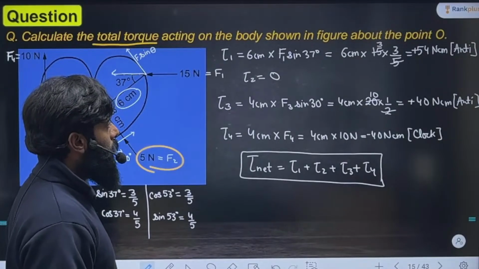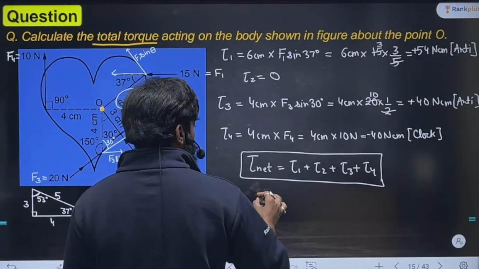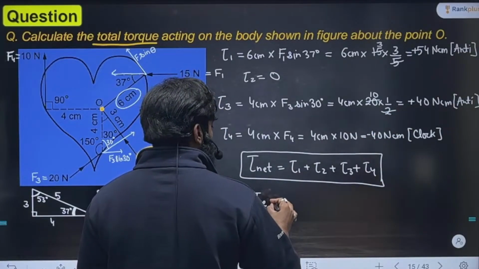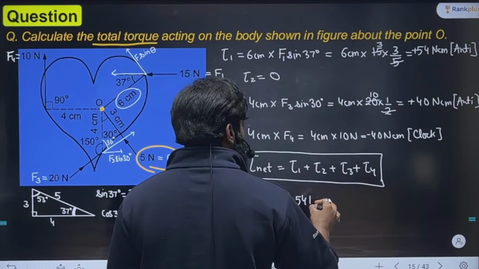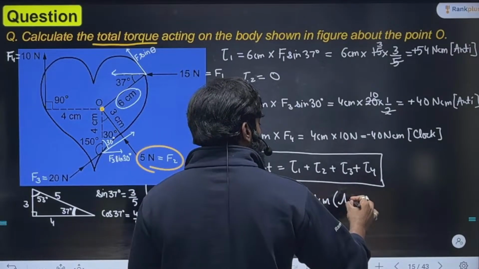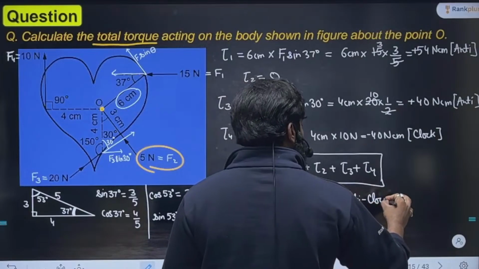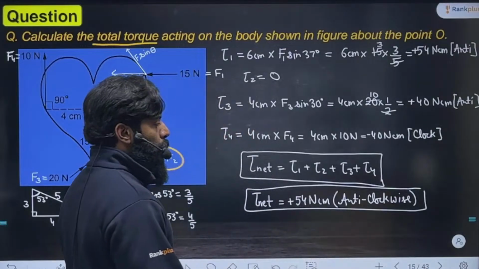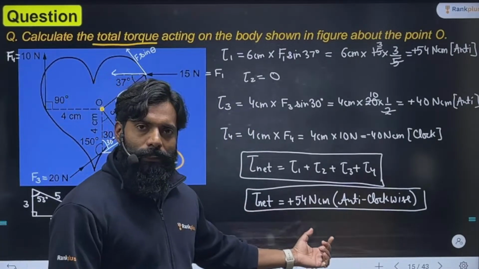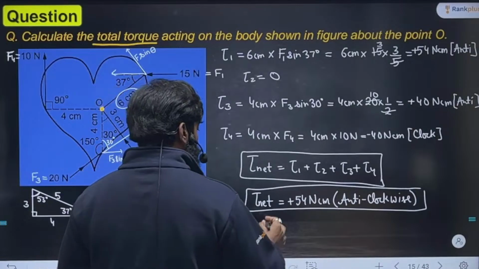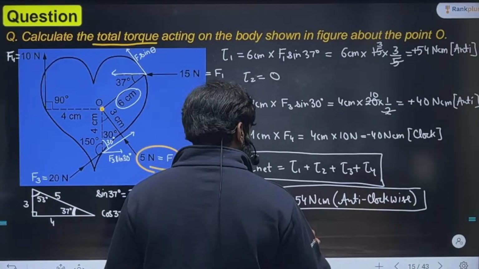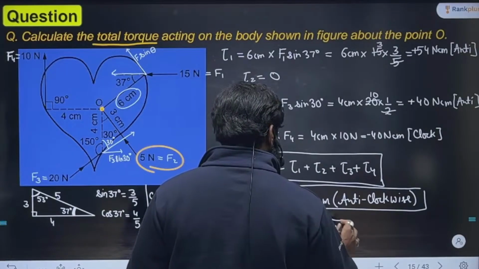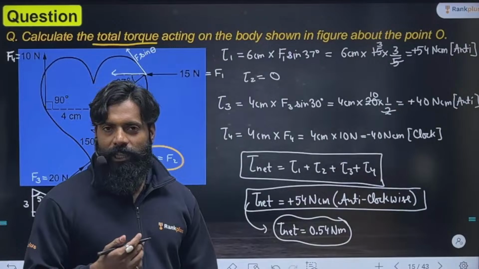Okay, and once we add them up, because this plus 40 and minus 40 will get cut down, I'll be getting a net torque equal to plus 54 Newton centimeter. Or I could say that there is a net anti-clockwise torque acting on this object, equal to 54 Newton centimeter. If you really want to change this into the SI unit, you can do it easily, because in SI unit we will be getting the net torque equal to 0.54 Newton meter. So this is what we get if I change this to the SI unit.